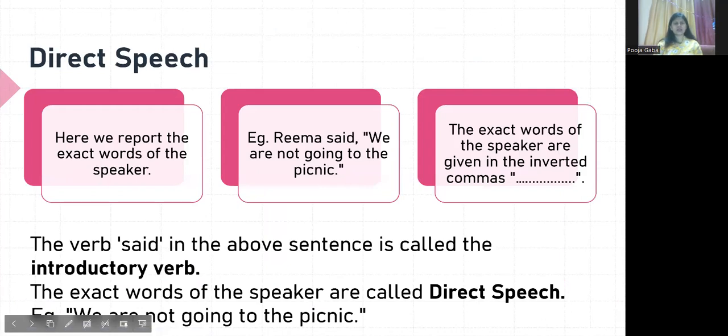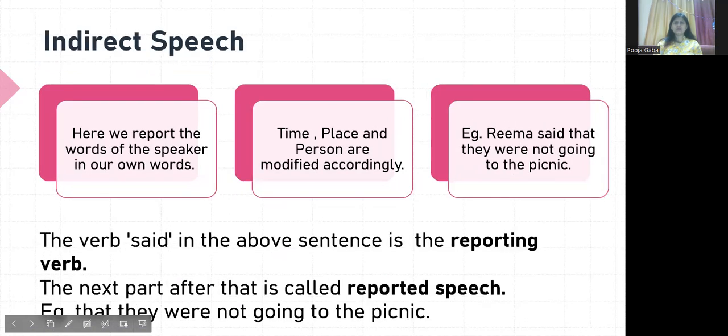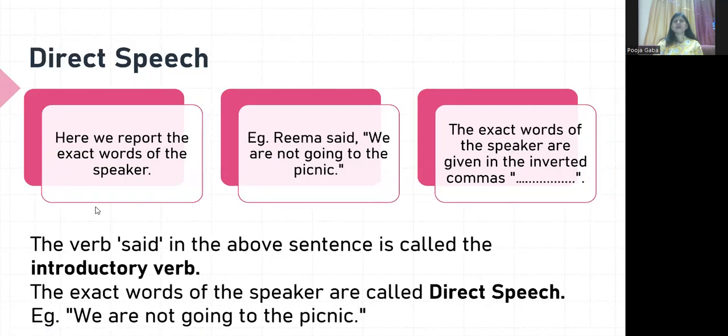The first one is direct speech. Here we report the exact words of the speaker. Like, Rima said, "We are not going to the picnic." Here, the exact words of the speaker given in inverted commas are called direct speech. The word said in the above sentence is the introductory verb, and the words spoken by the speaker, which are quoted in inverted commas, are direct speech.